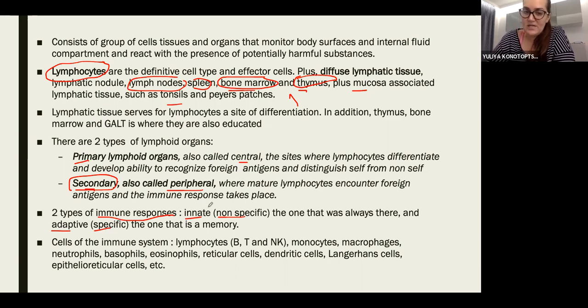What is the difference? Innate immune response is very primitive. It's extremely primitive. It's something that you were already born with. So when you were born as a baby, you already had your innate immune response. The adaptive is in the name.